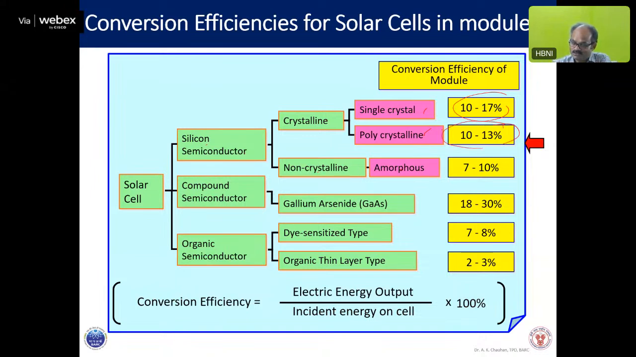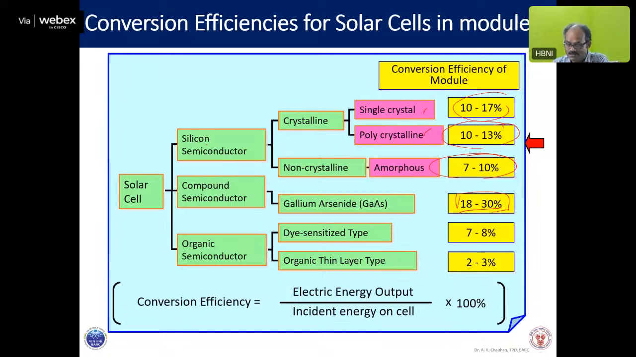Then polycrystalline is 10 to 13%. Non-crystalline amorphous, as I said, is 7 to 10%. And for the compound semiconductor gallium arsenide, it gives 18 to 30%, mainly used in space applications. Why? Because gallium arsenide is a direct band gap semiconductor, so the absorption is better. The optoelectronic properties are also better.